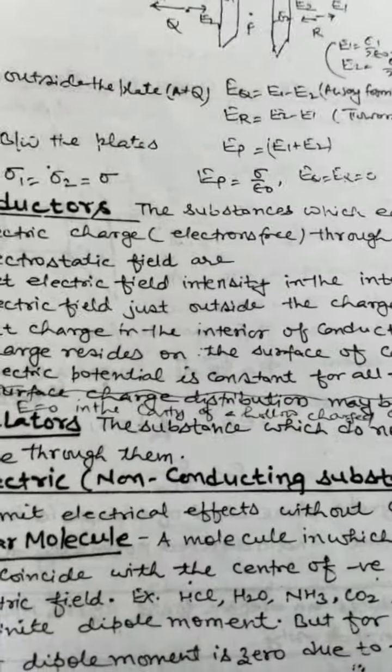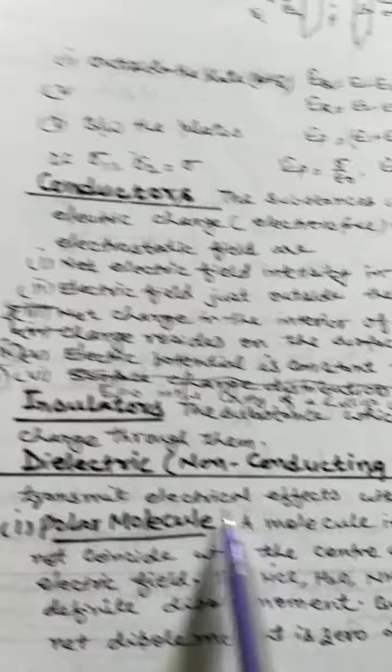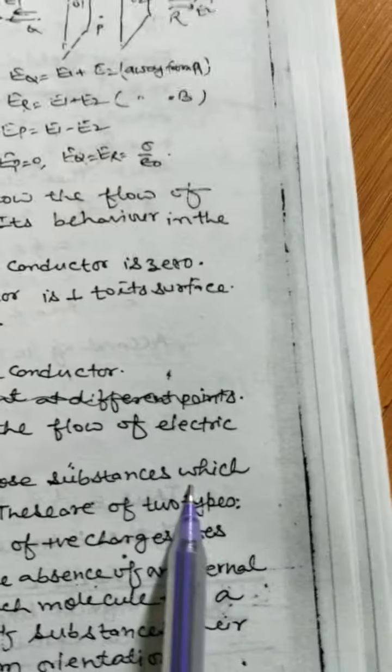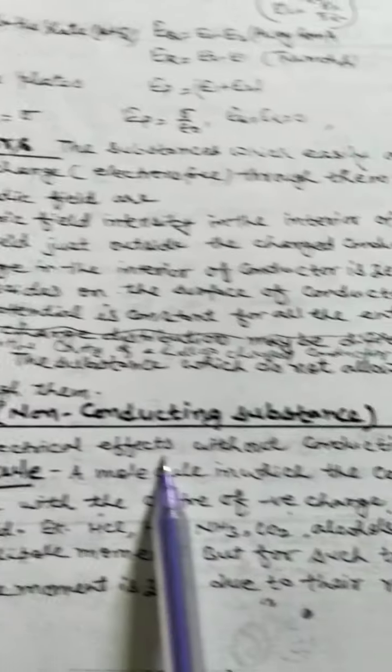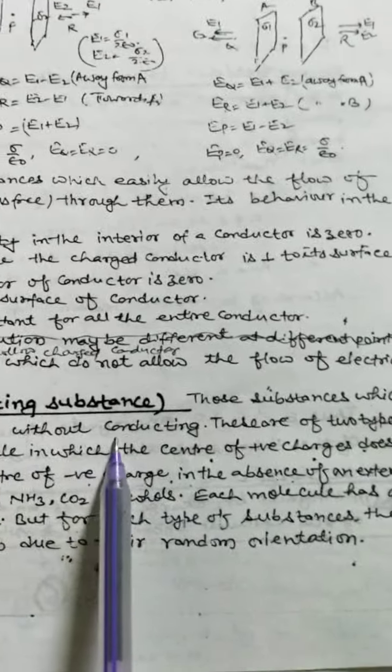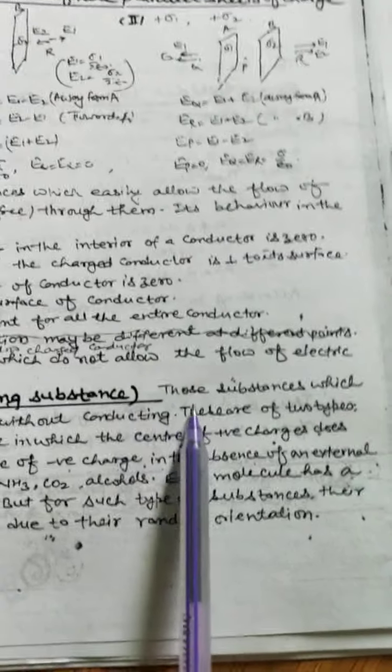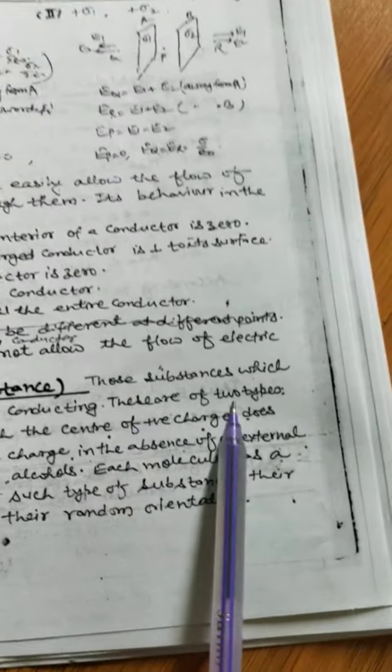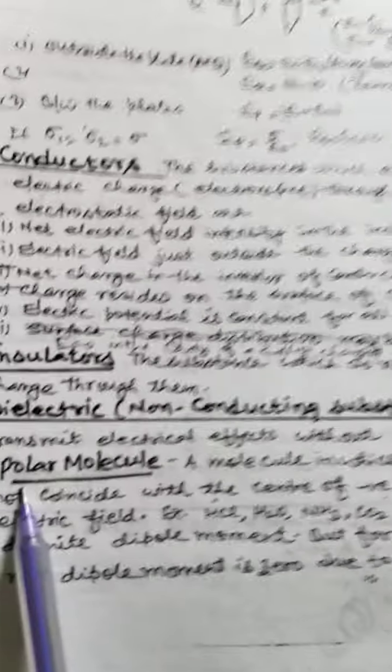Now here, dielectrics. What are dielectrics? Dielectrics are those substances which transmit electrical effect without conducting. Means substances which are transmitting the electrical effect without conducting, they are called dielectrics, and these are of two types. First, that is the polar molecule.